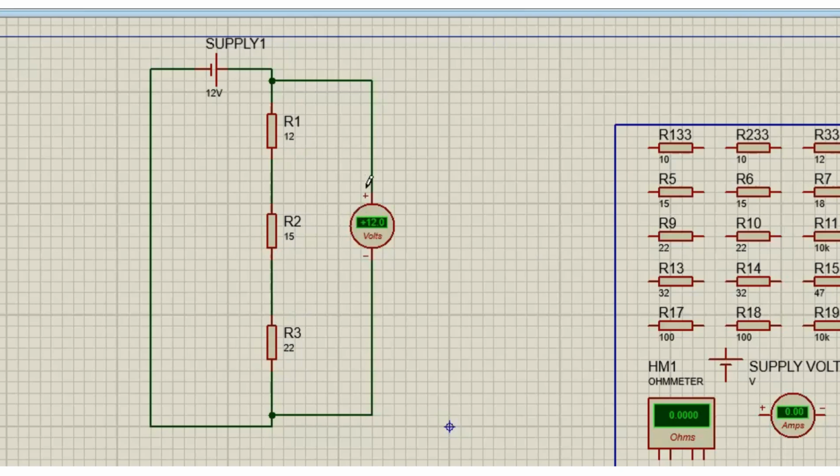But now, do you see the connection? Don't forget, guys, that the positive of the supply goes to positive of R1. Then this is negative R1, positive R2, negative R2, positive R3, negative R3. And we still have the negative of the supply. So this is your schematic for total voltage.